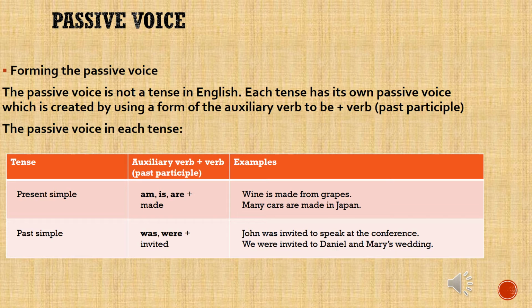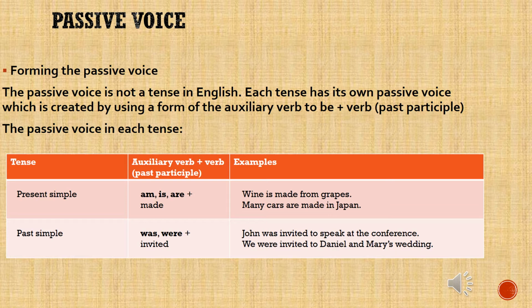Forming the passive voice. The passive voice is not a tense in English. Each tense has its own passive voice, which is created by using a form of the auxiliary verb to be plus a verb. The verb has to go in past participle. This is very important for this grammar.